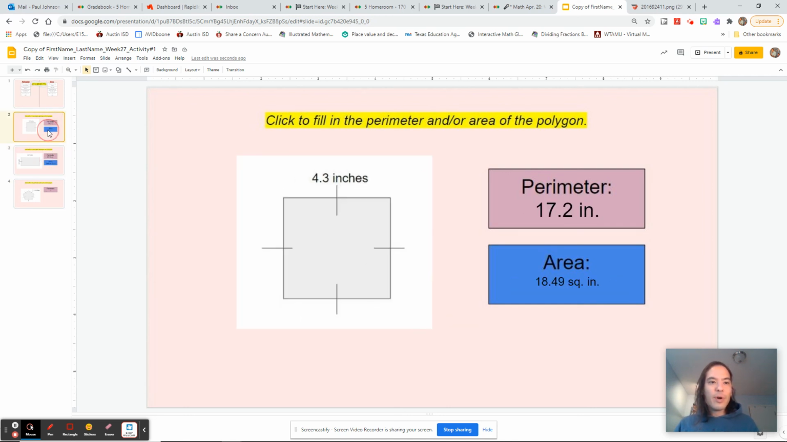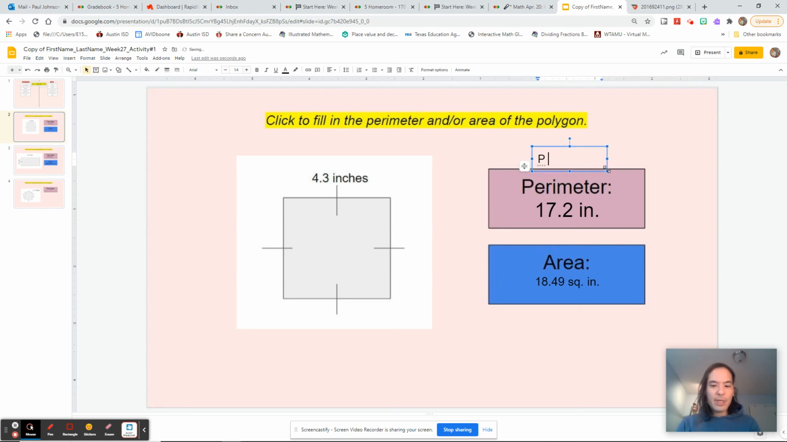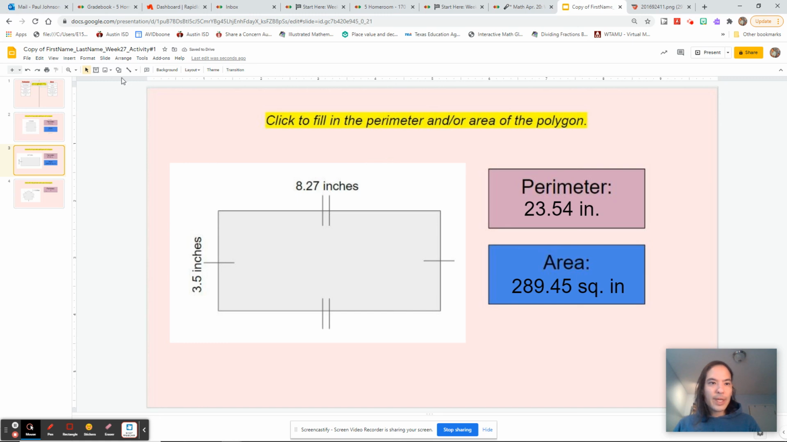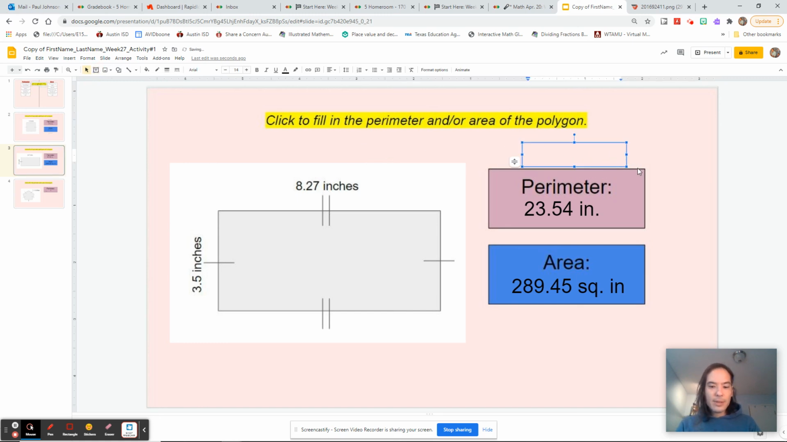Remember, your formulas for rectangle and square are slightly different. All right, so remember, for your perimeter for a square, it was perimeter is equal to 4 times the side length. Remember, for area, it was area is equal to side times side. Over here for rectangle, perimeter P is equal to 2 lengths plus 2 widths. All right, and then the formula for finding the area of a rectangle is, oops, A, area equals length times width.